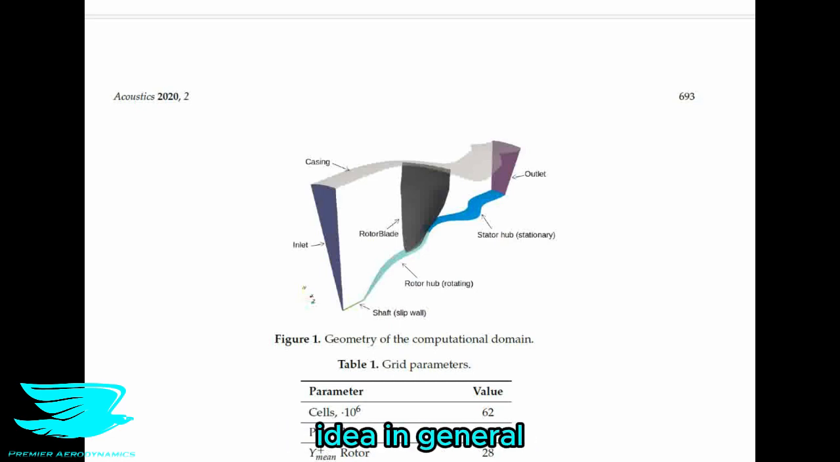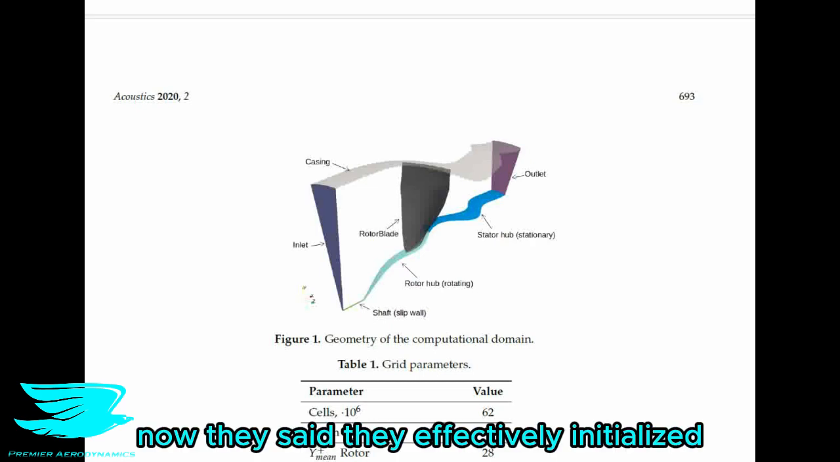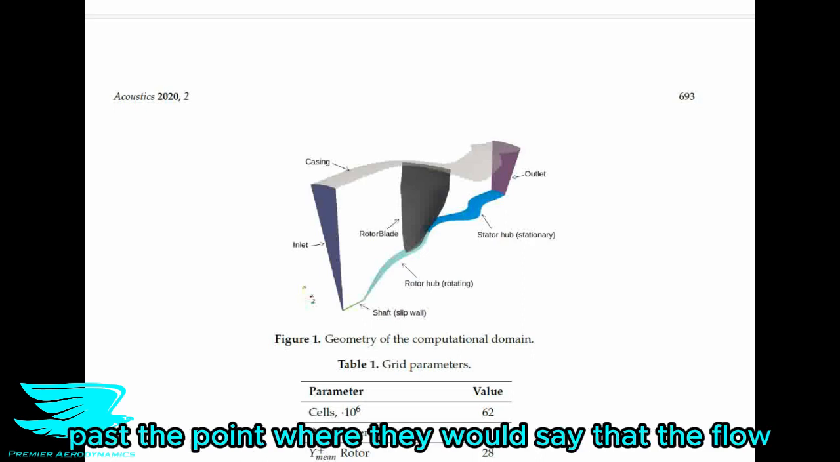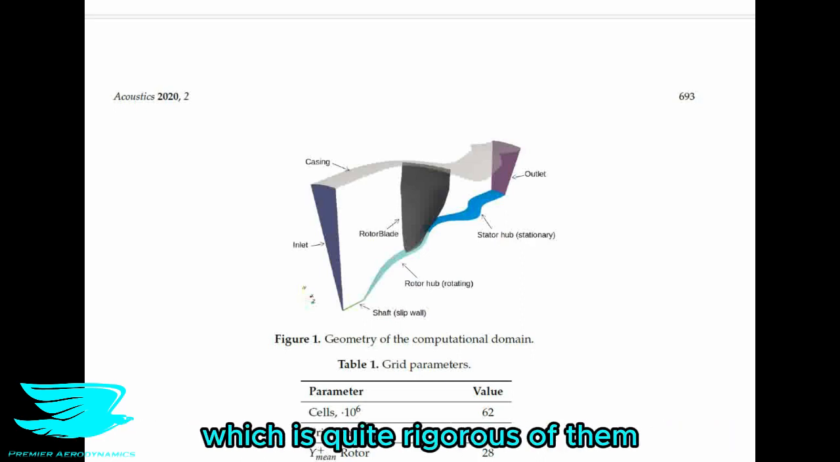To give you an idea, in general aerodynamic simulations, having a second order accurate scheme is pretty good. That's like, I would say, the standard in industry. But these folks are using third order and fourth order respectively. But that is what is needed for noise prediction because of how delicate the structures are and the noise produced. Now, they say that they effectively initialized this simulation for one full rotation past the point where they would say that the flow has been accurately determined, which is quite rigorous of them.